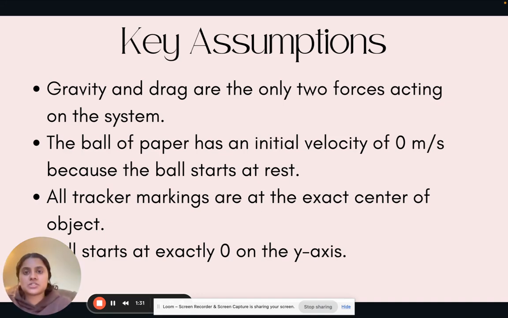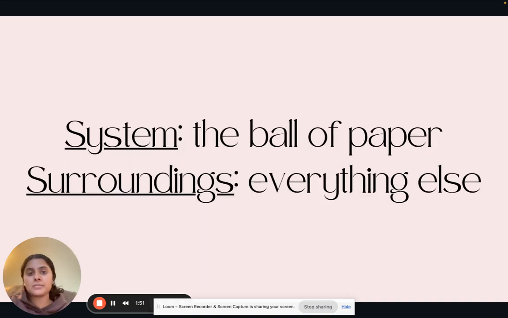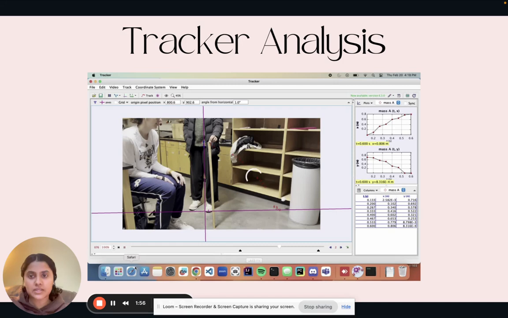So, some key assumptions: gravity and drag are the only two forces acting upon the system. Another one is that the ball of paper has an initial velocity of 0 meters per second because the ball is starting from rest, and all tracker markings are at the exact center of the object. So, in this experiment, the system is the ball of paper, and the surroundings are everything else.